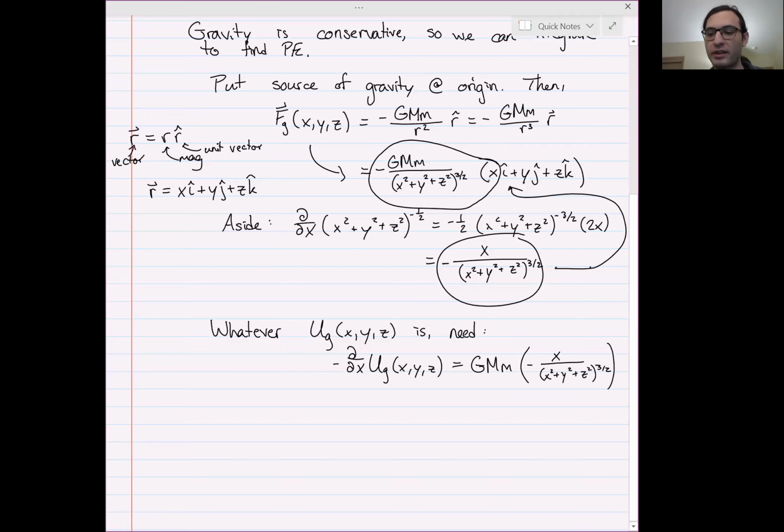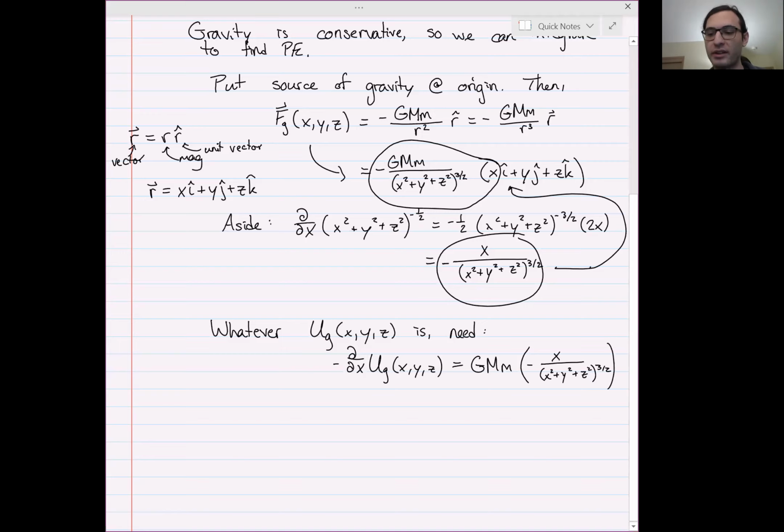plus, and then we have to add, we're doing an integral, so we have to add a constant. We have to add something that's constant with respect to that variable. So this is our guess for what the potential energy function should be, and we still need to figure out what that function u naught of y and z is. But we know that if we take the negative partial derivative of this term, we get the force in the x direction back. And so that's a good check.